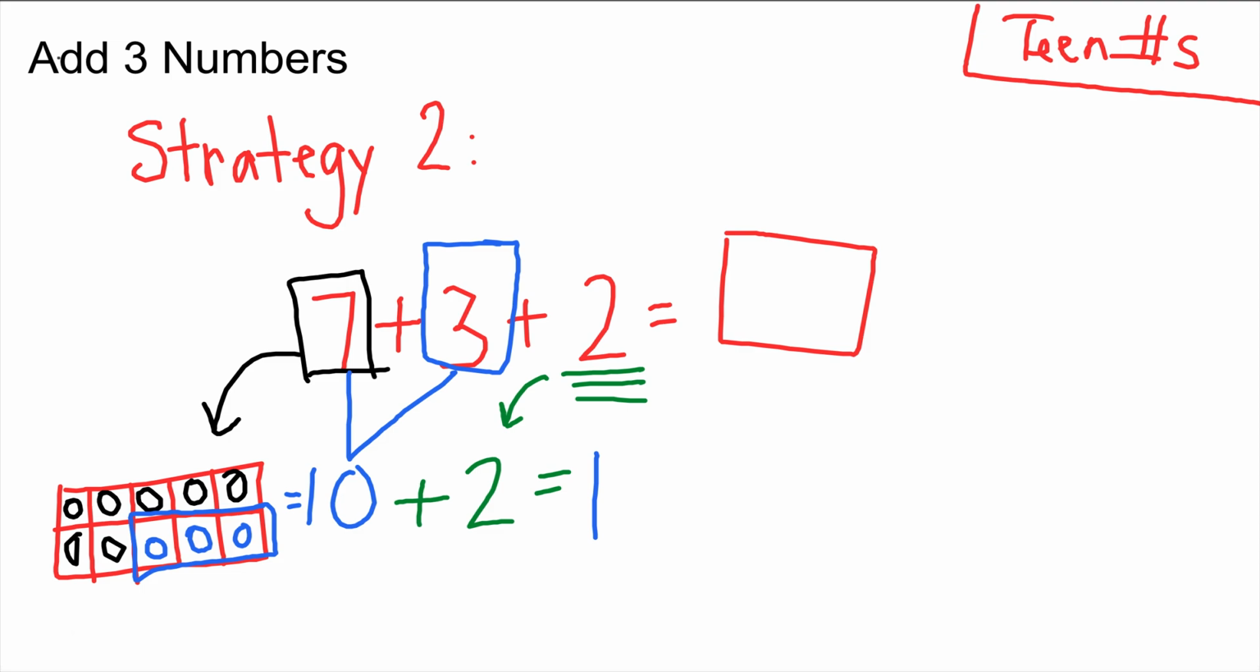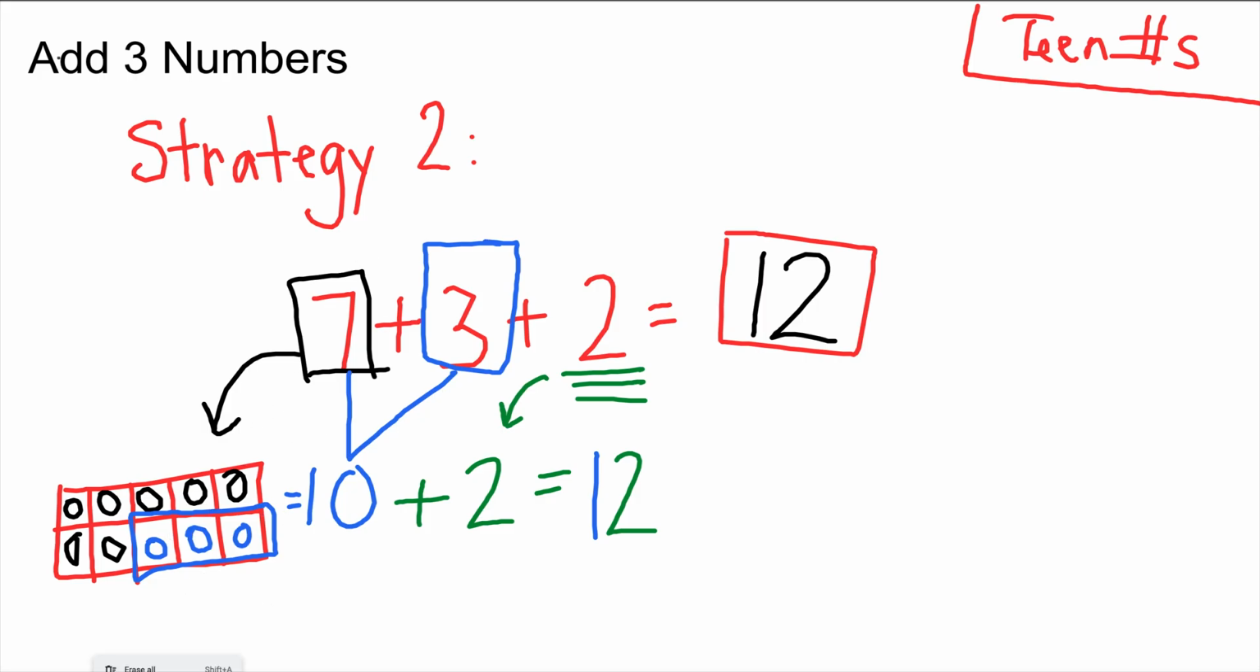and 2 ones, which gave me the number 12. So my answer for 7 plus 3 plus 2 is 12. That is my second strategy, using a 10 frame to help me make 10.